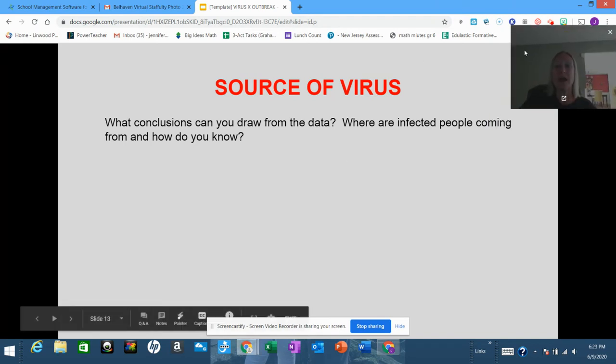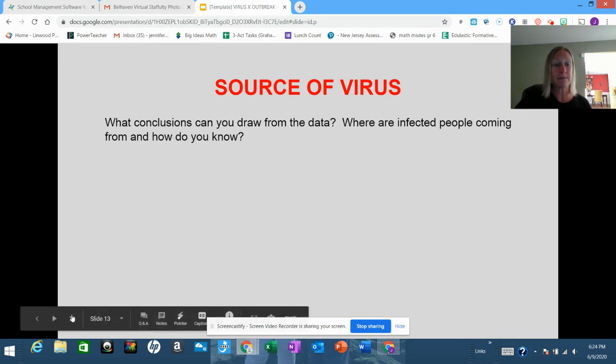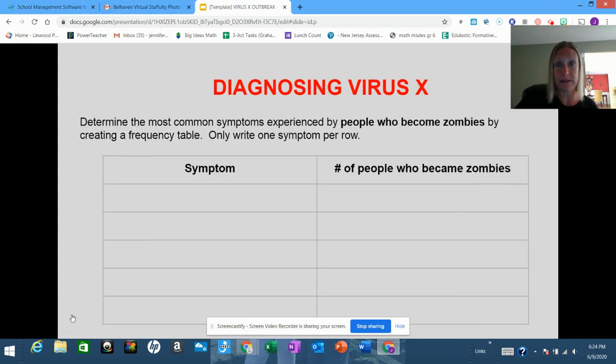Now, after you do that, you're going to make a list of what you know so far. So what conclusions can you draw from the data after plotting it on your bar graph? Where are infected people coming from? Do you think maybe the virus might thrive in certain areas of the United States? And I am also asking you to diagnose virus X, okay?